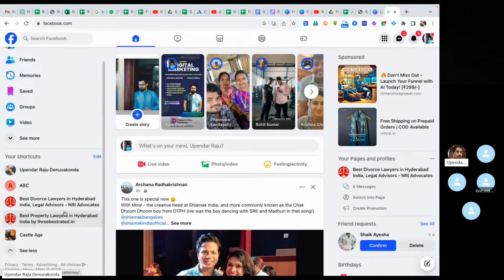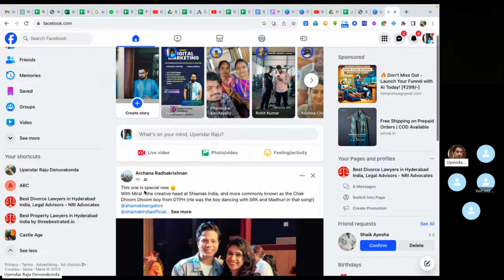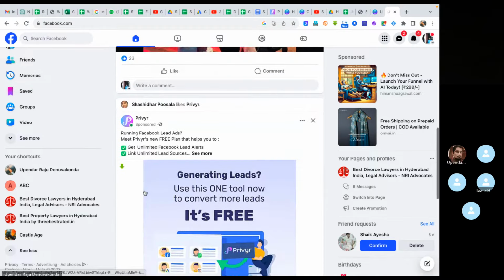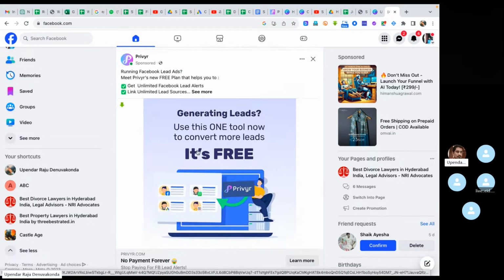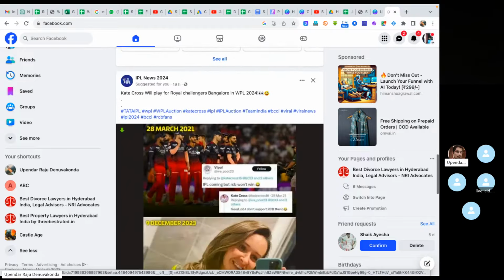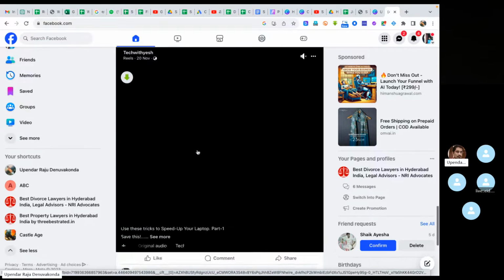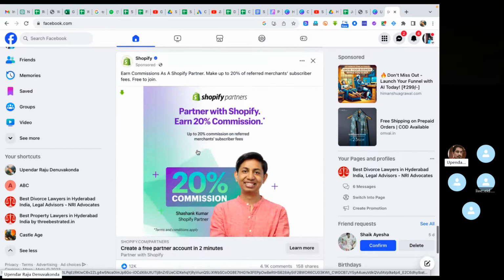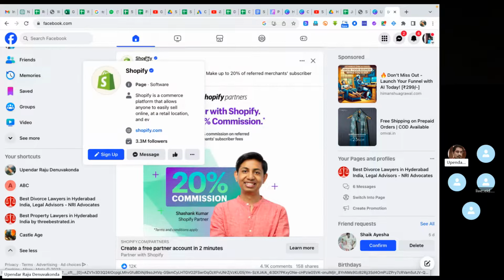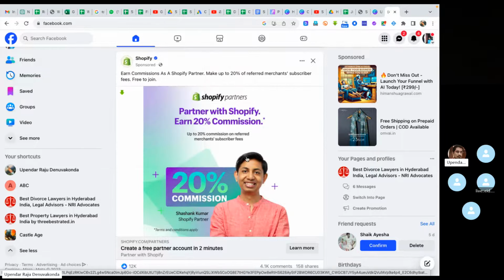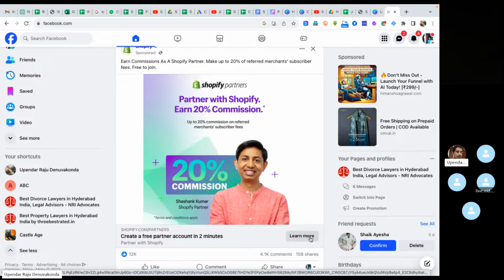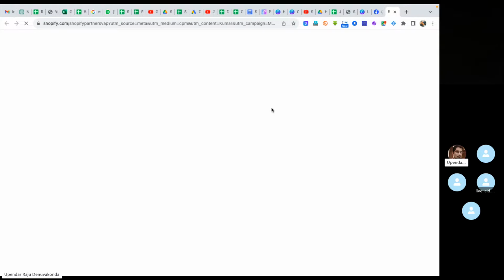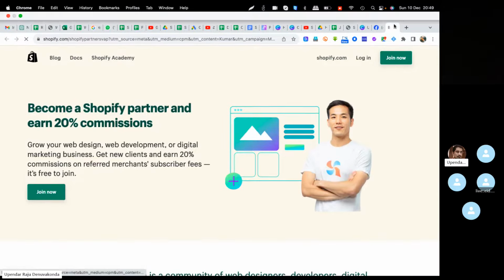So you can see the platforms are posting about their business, and I can see this business is promoting their services. I can see their advertisement. That means they are getting some brand awareness and reach. Shopify is advertising their business, so Shopify is getting some reach. If I'm interested, I can click on this learn more, and I'm landing on their website.